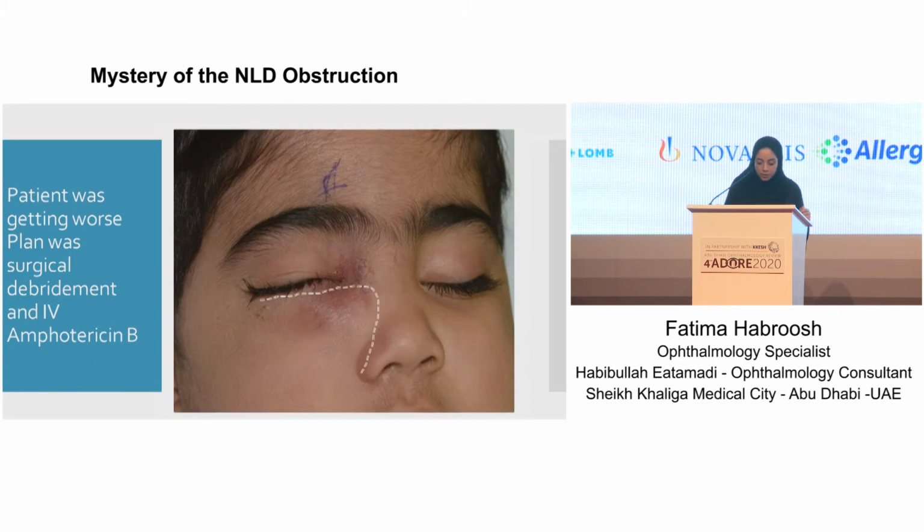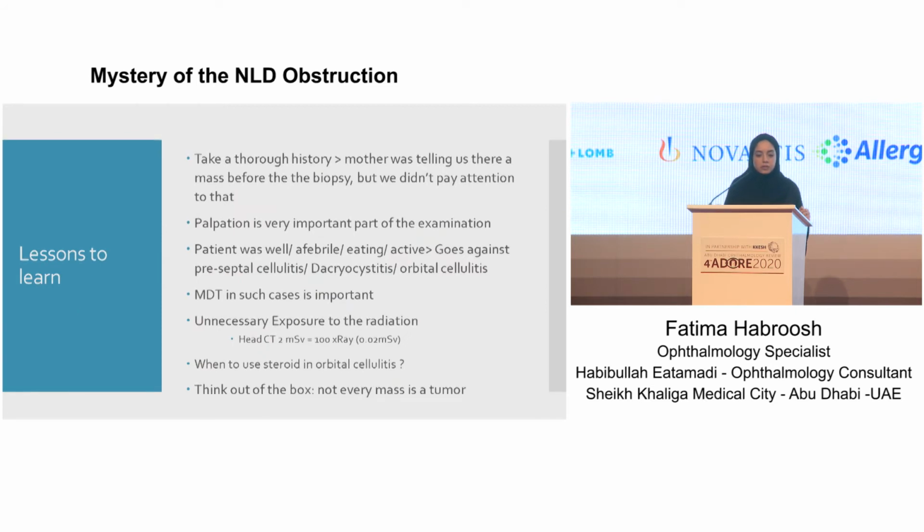This is his MRI. You can see how huge is the mass. And this is the surgical incision that was done for this patient. So the patient improved and has no recurrence after that, but the take-home messages of this case is to take thorough history, because the mother was saying there is a mass, but no one paid attention to that. Also, palpation is something important. Even if the patient has swelling, edema, tenderness, just palpate. The patient was afebrile, doing well, actively eating, which goes against orbital cellulitis. In those cases, multidisciplinary team is essential.